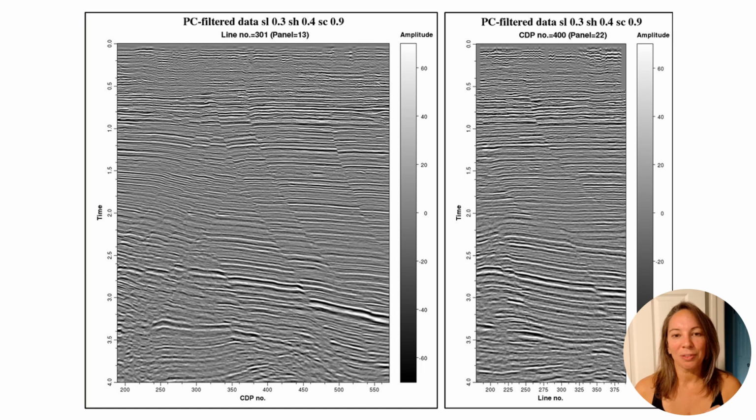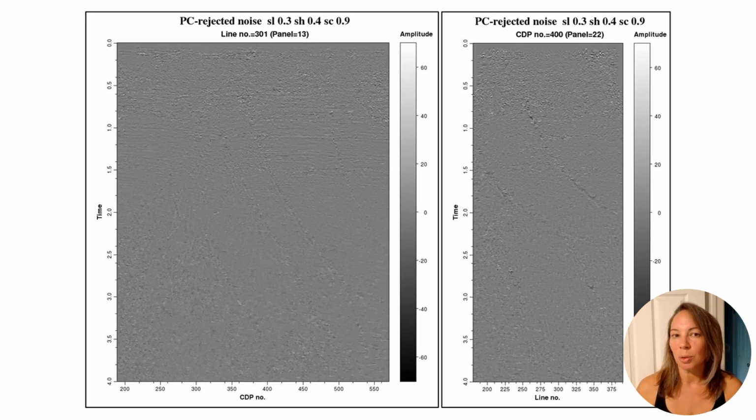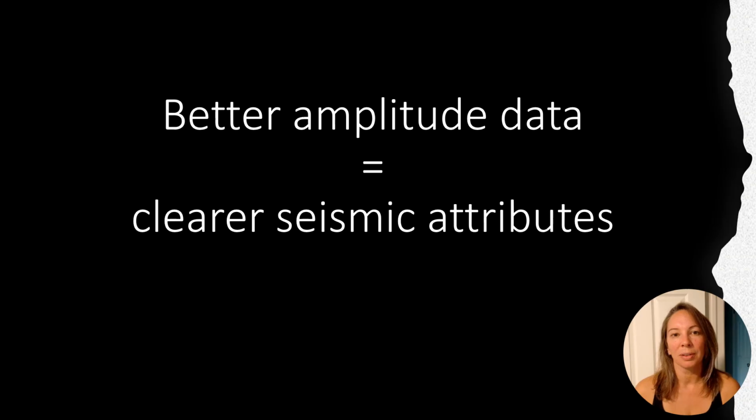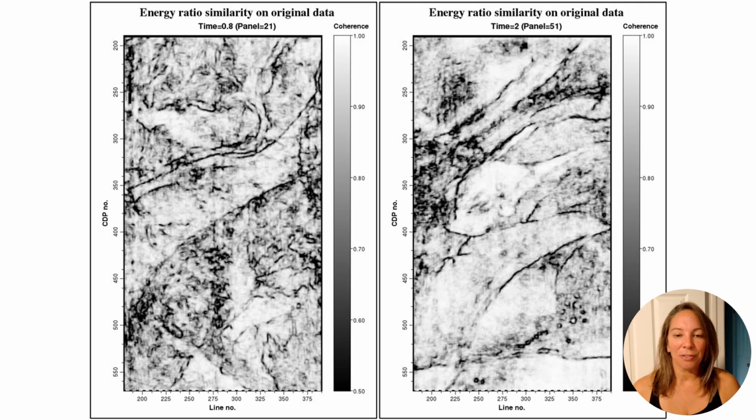All right, so here we've got our new filtered data that helps us see more clearly exactly where the faults are, where the stratigraphy is. And we can look at the noise with it and see that in this case, less geologic noise is removed. And so as we know, the better amplitude data you have, the clearer seismic attributes you'll end up with. So we can now take our SOF filtered data and we can run some attributes on it.